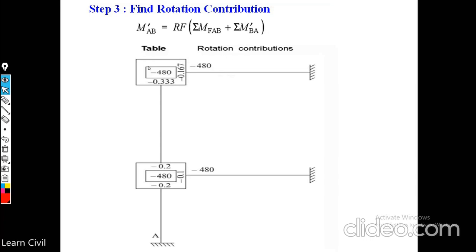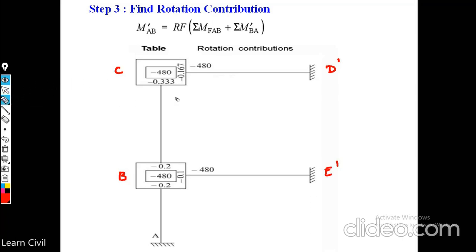Like this, the fixed end moment values are written here. The summation of fixed end moment values are written here, and rotation factors are written here. For the corresponding members, we have joint B here, joint C here, joint D dash here, and joint E dash here. So we'll be finding out the rotation contribution for members meeting at joint C first.